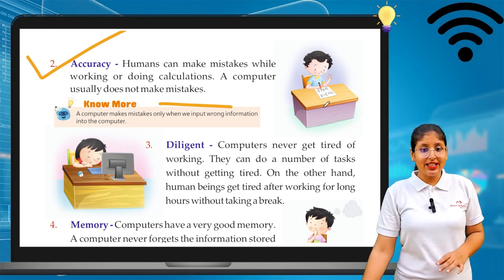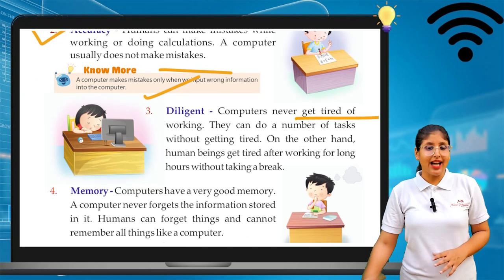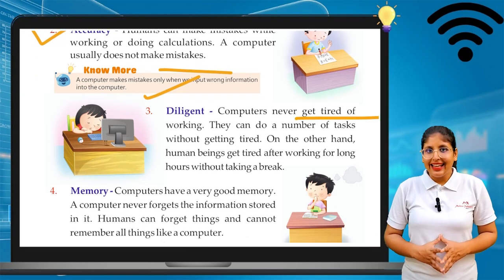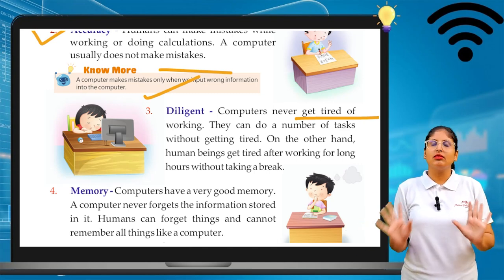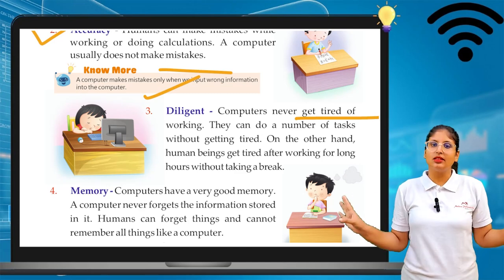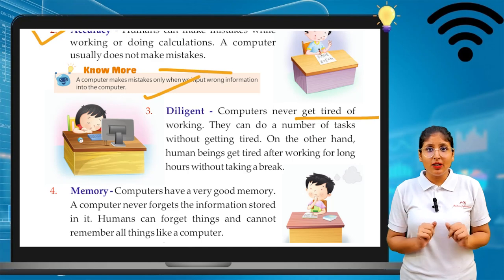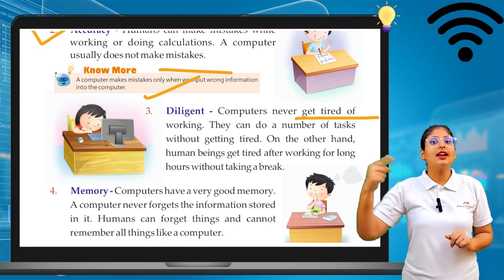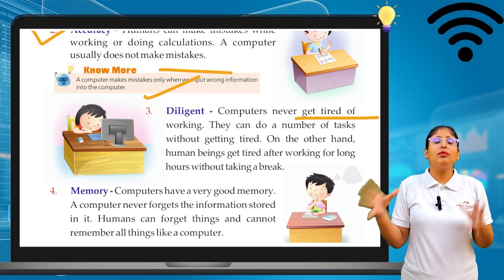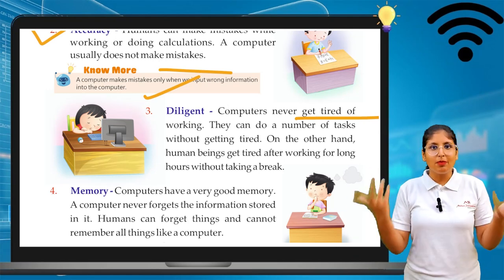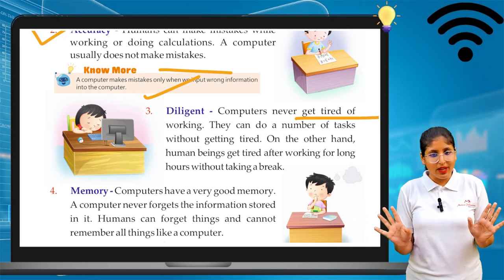Third is diligence. A computer never gets tired of working. We can do work the whole day. A computer cannot say, please shut down, I am tired, now my time is over. Computer does not say these words, but human beings do. Human beings have a limited capacity. After an hour, two hours, three hours, human beings become tired, but computers don't. Computers don't know how to become tired.